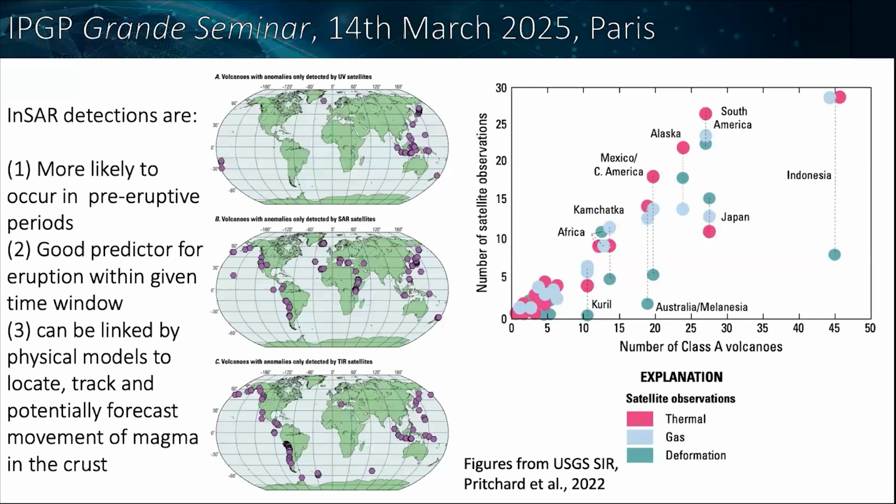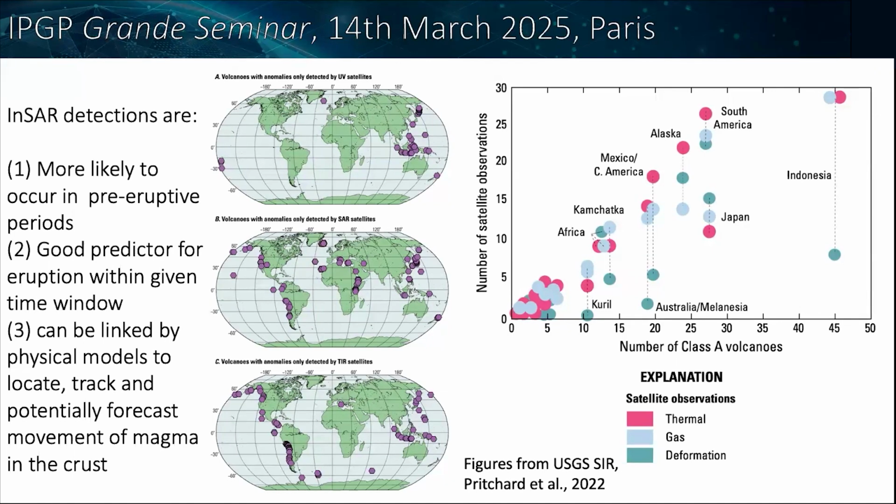So the other point about deformation measurements from space is that they are, on average, more likely to occur in pre-eruptive periods than thermal emissions and gas emissions, and that's primarily because the big gas emissions that are easily detectable tend to happen during eruptions or when the volcano is already quite active. If you look at given time windows, the presence of a deformation signal, no matter what that deformation signal originates in, whether it's hydrothermal, magmatic, something to do with the structural process at the volcano, is a good predictor statistically of there being an eruption within the same time window.